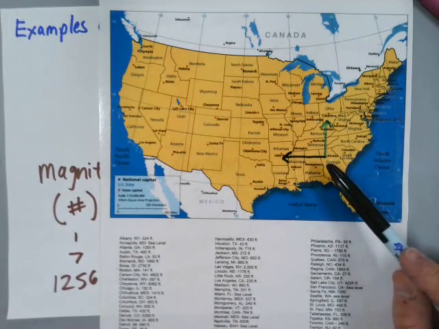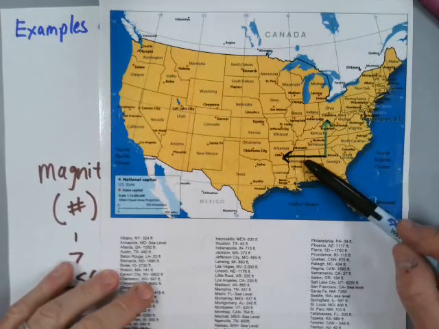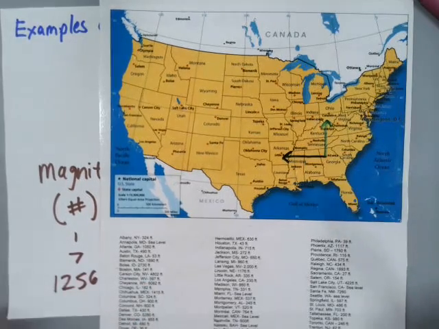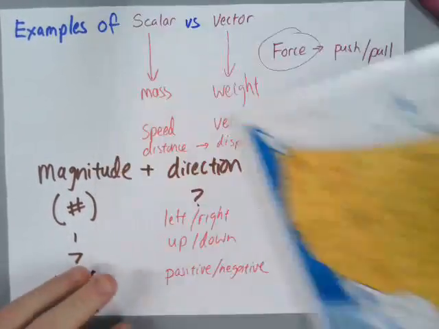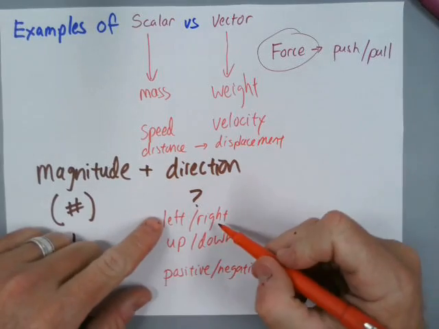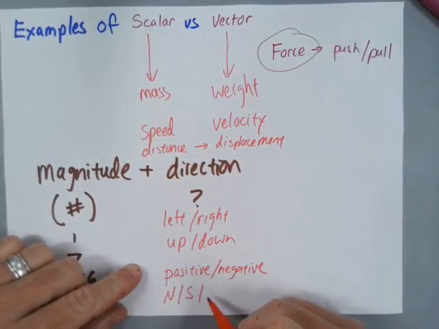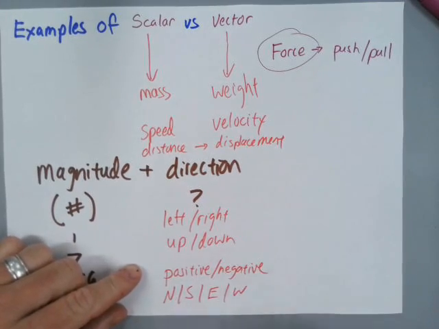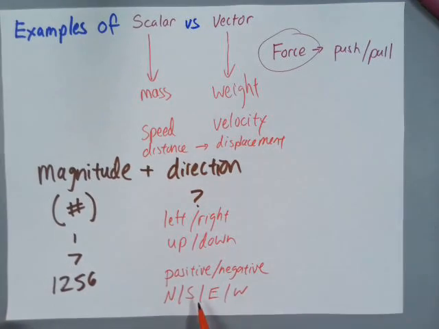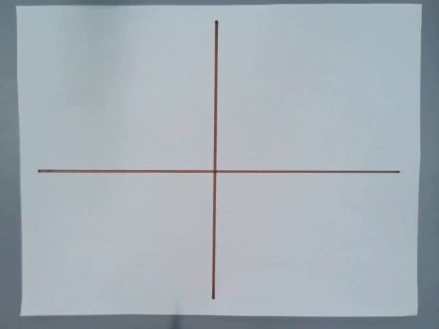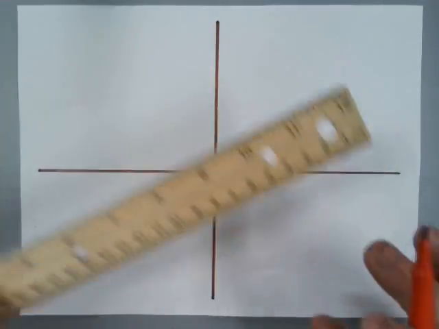Notice I used some words here. I used north and I used west. That's another way in which you can describe the direction of a vector. We use left, right, up, down, positive, negative. We can also use north, south, east, and west, and we will, because that tells you which direction that vector was acting in.